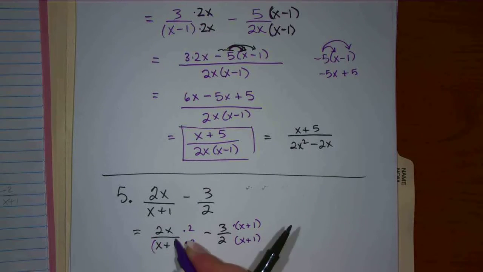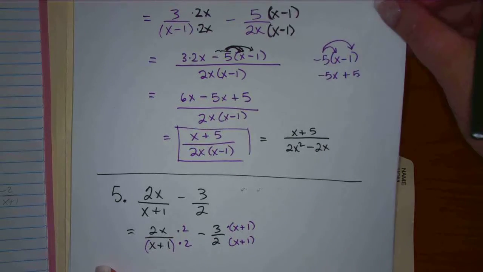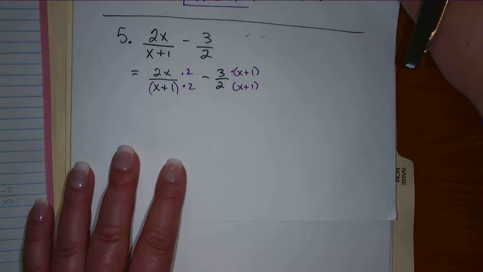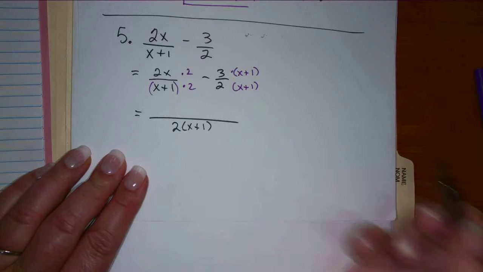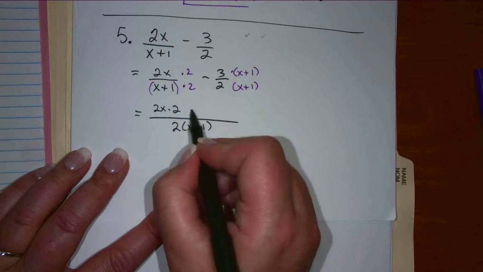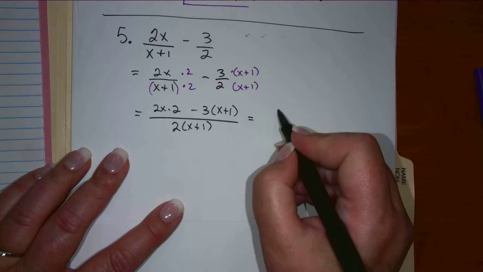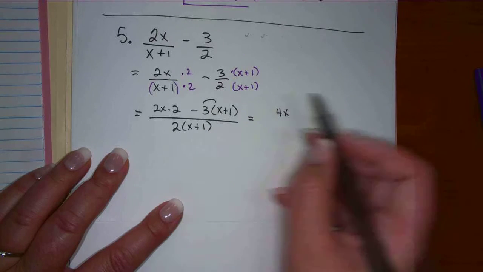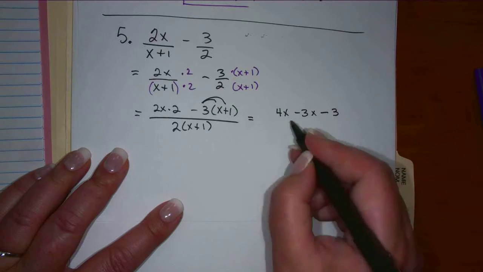And I should put a bracket around that. Anytime it has more than one term, stick it in a bracket. Okay, so the common denominator is 2 times x plus 1. On the top here, we have 2x times 2, and the other one is minus 3 times x plus 1. 2x times 2 is 4x, minus 3x, minus 3. 3 times 1.